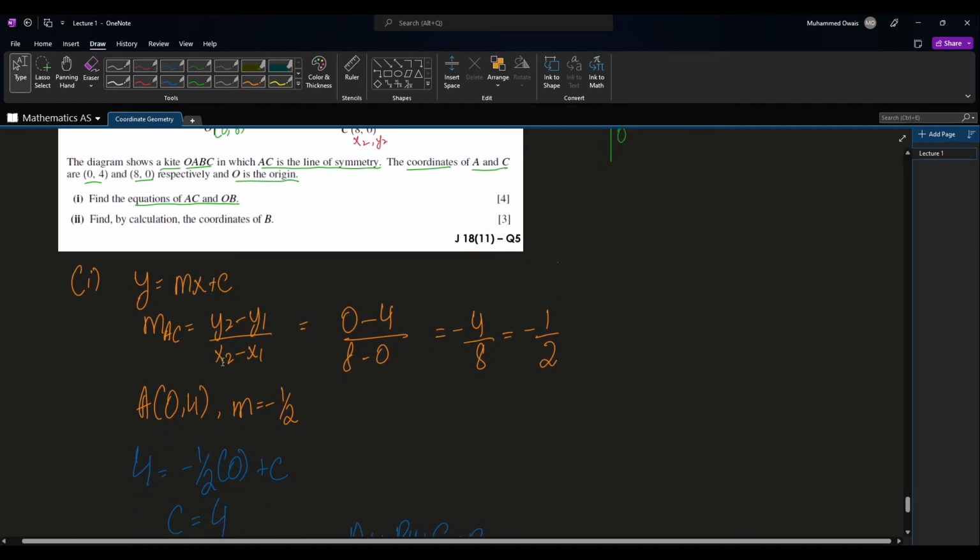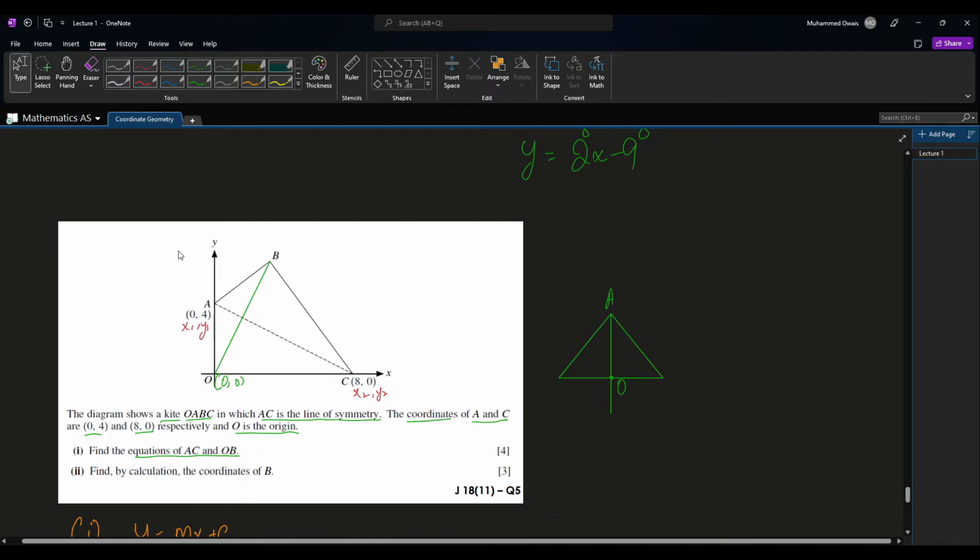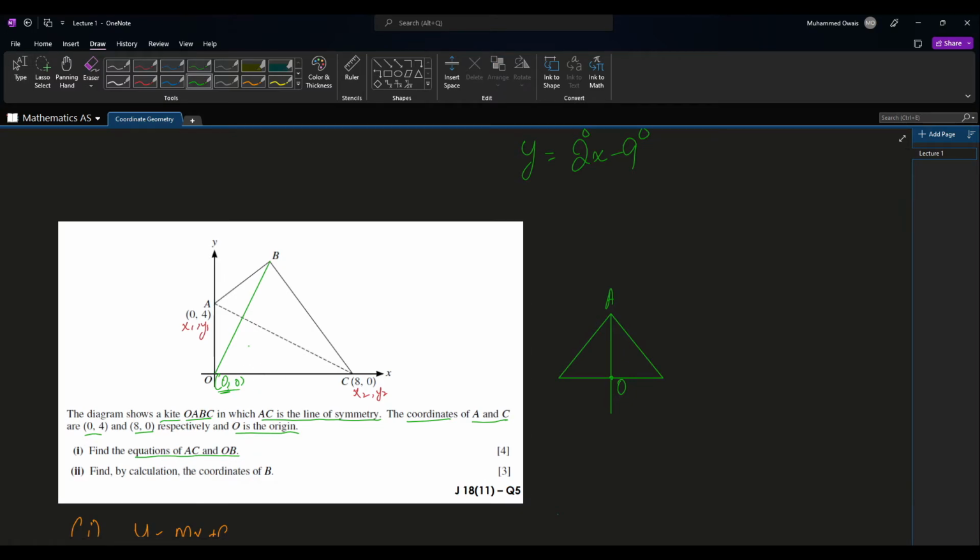And now it is asking us to find the equation of OB. Now then, there's an issue with OB. We do not know its gradient. We only know a single coordinate, which is what we need, but to find the gradient, we also need the coordinate B. However, we do not have that. So what do we do? We can see that as this is a kite, this line will be at 90 degrees with the line AC. You should do your research. It will tell you that the line OB will always be perpendicular to the line AC in a kite. It told us that it is a kite, by the way.